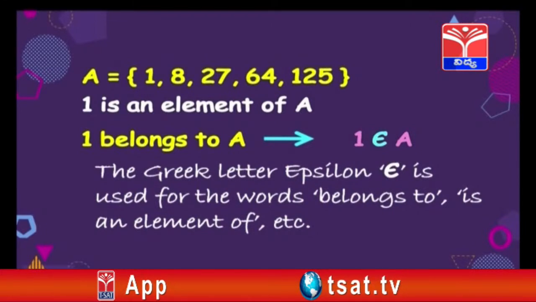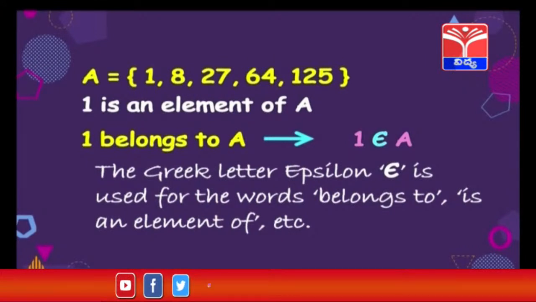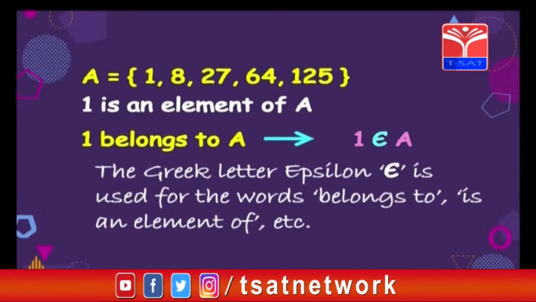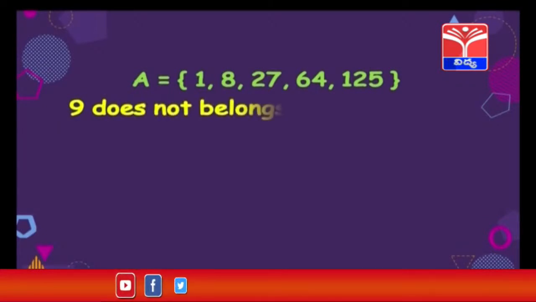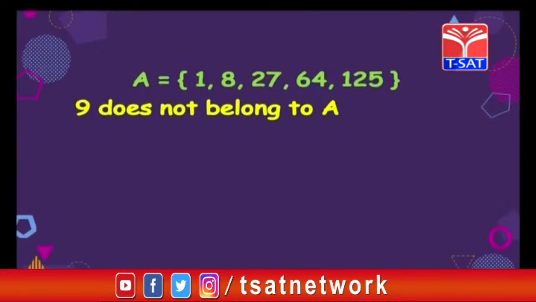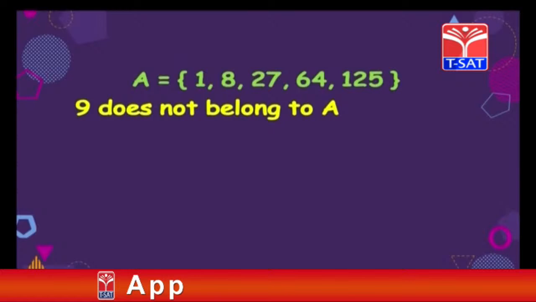Epsilon, the symbol may be familiar to you as the English alphabet E, but it is not so. It looks similar to E, but it is not the English alphabet E. Now, let us consider the same example A: 1, 8, 27, 64 and 125. If I ask you, does 9 belong to this set A? You will say 9 is not a part of set A. That is true. 9 does not belong to A.